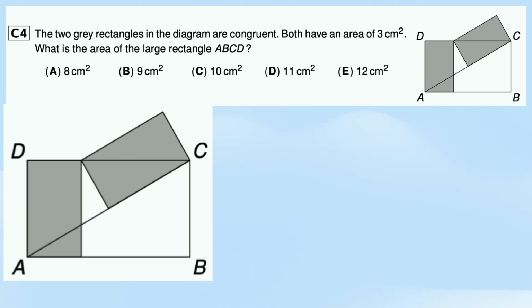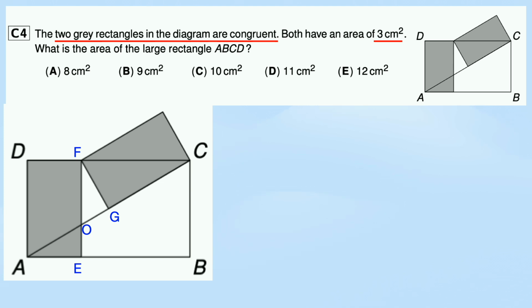To make it easier to solve the problem, we might label some of the intersection points in the diagram with letters. This also helps me explain the solution more clearly. When approaching the problem, the first step is to carefully read the given information and highlight the key conditions. In this case, we are told that two gray rectangles are congruent and that their area is 3 square centimeters.